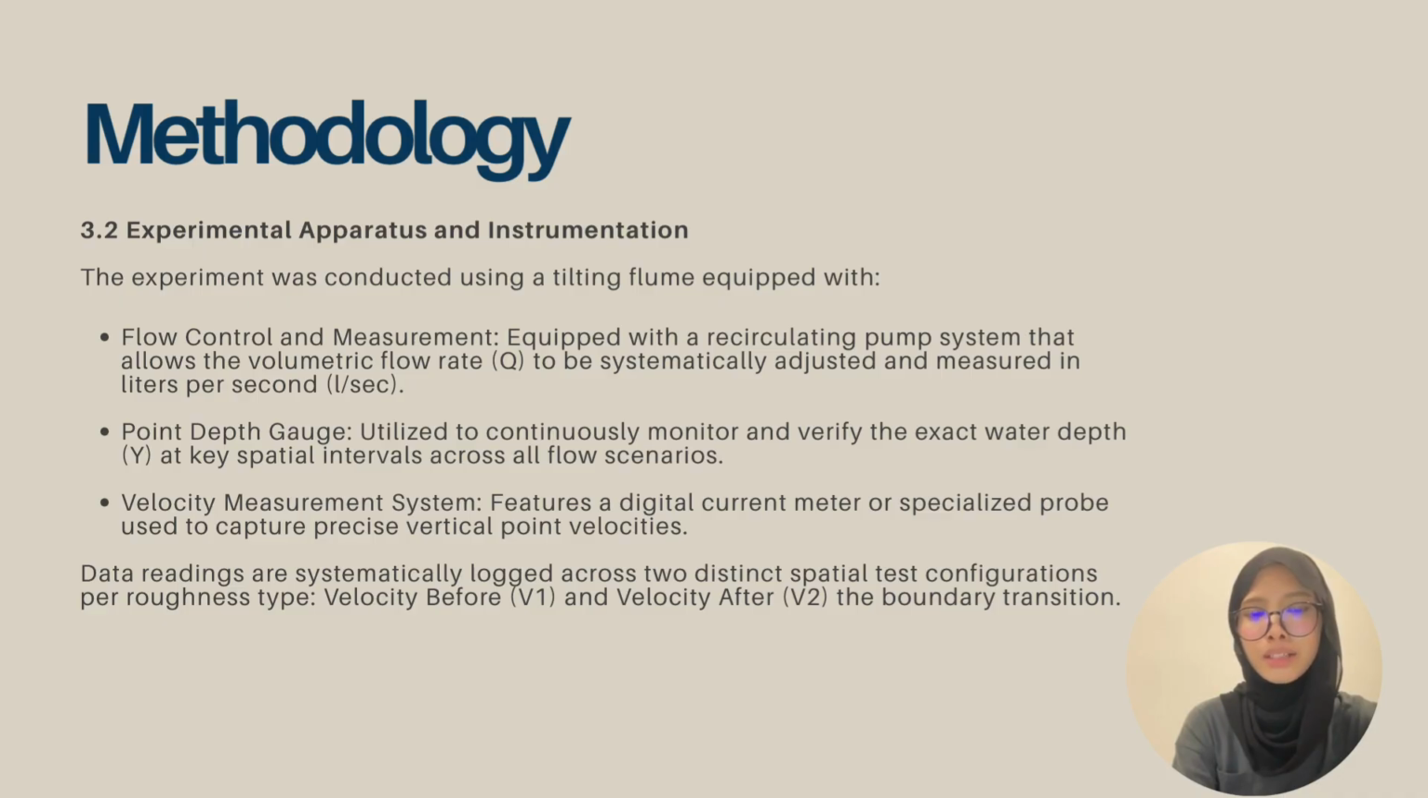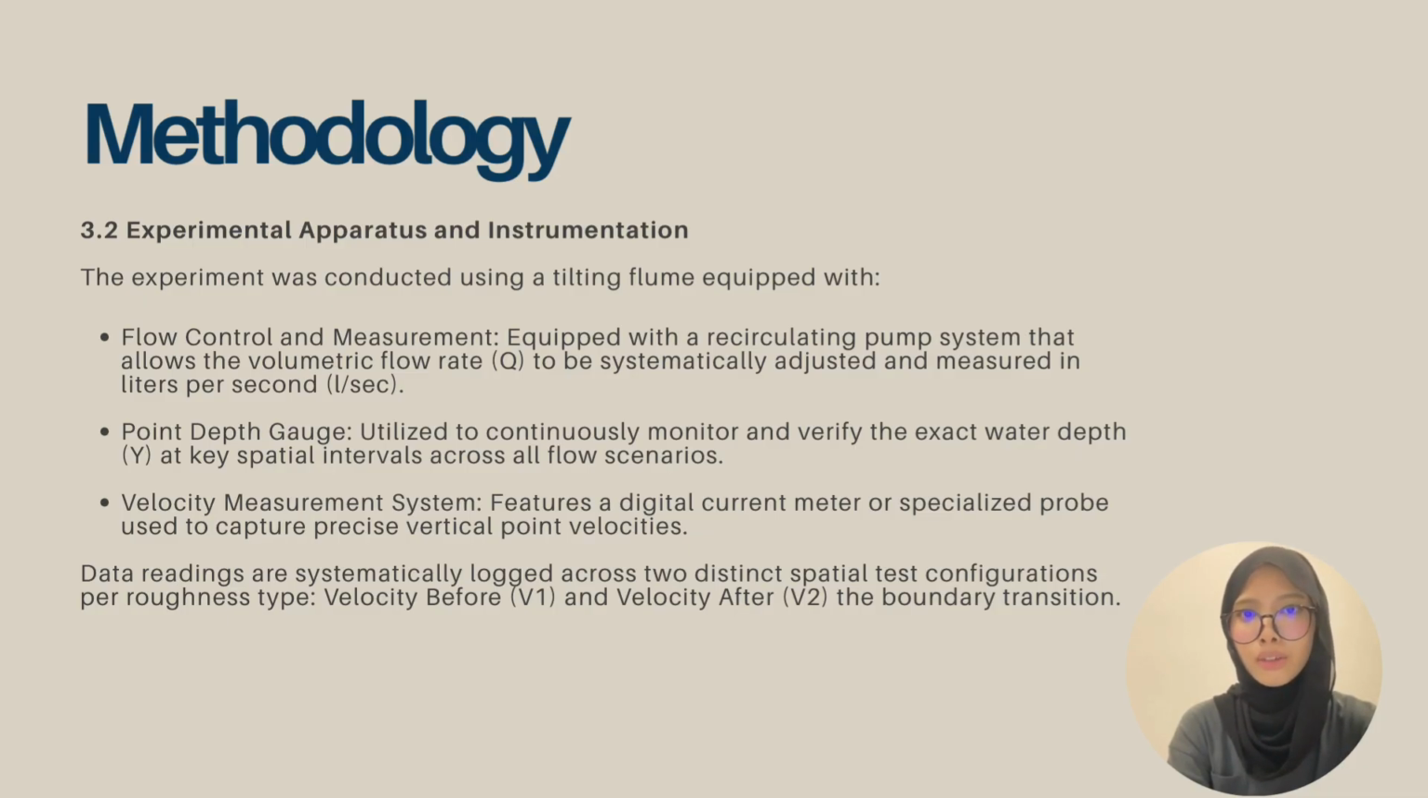Next, this slide presents the experimental apparatus and instruments used in the study. The experiment was conducted using a tilting flume, which allowed us to maintain a controlled channel slope throughout the test. First, the flume was equipped with a recirculating pump system. This system supplied water continuously while allowing us to adjust and measure the discharge or flow rate in liters per second. Next, we used a point depth gauge to accurately measure the water depth at selected locations. Measurements were only taken after the flow became steady so that the data would be reliable.